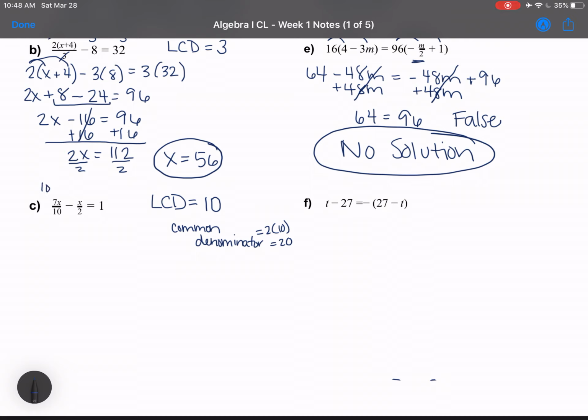If we multiply everything by 10, put a 10 above each term, and then we're going to cancel. So 10 divided by 10 goes away. So 7x, minus 10 divided by 2 is 5. So we have 5 times x, which equals 1 times 10, which is 10. 7x minus 5x, we can combine our like terms. It gives us 2x equals 10. Divide both sides by 2, and our solution is x equals 5.